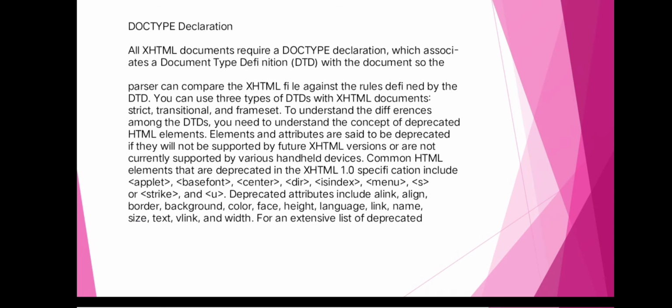Common HTML elements that are deprecated in the XHTML 1.0 specification include applet, basefont, center, dir, isindex, menu, s or strike, and u. Deprecated attributes include alink, align, border, background, color, face, height, language, link, name, size, text, vlink, and width.